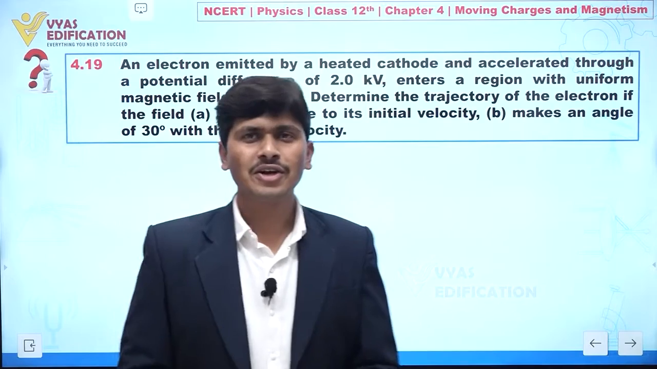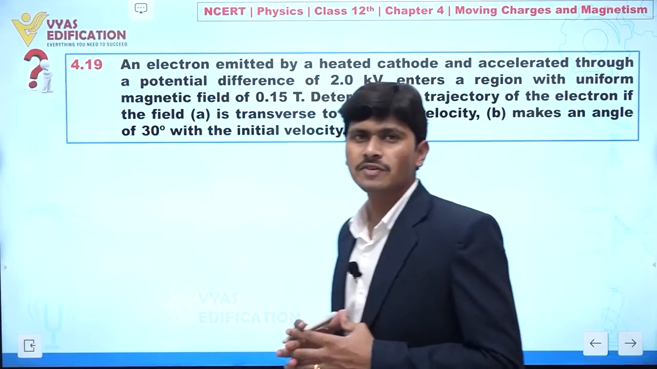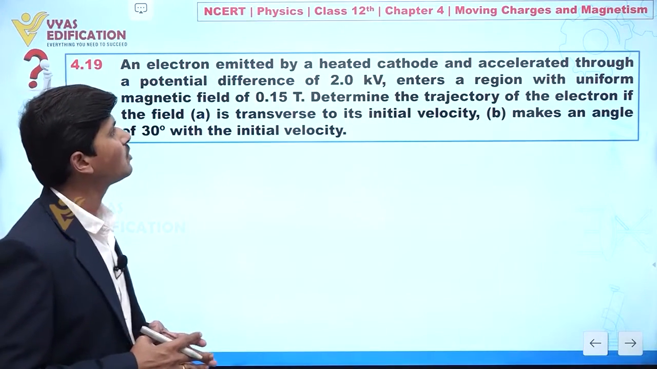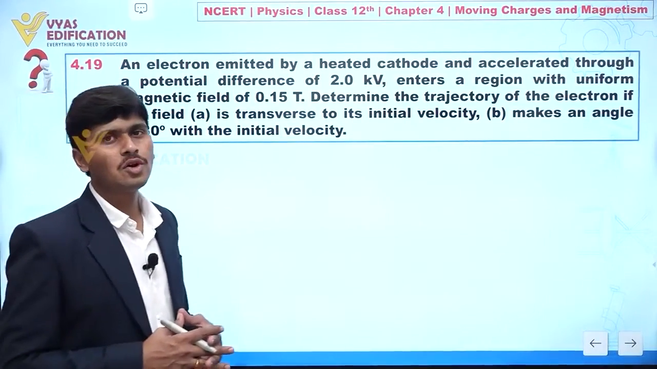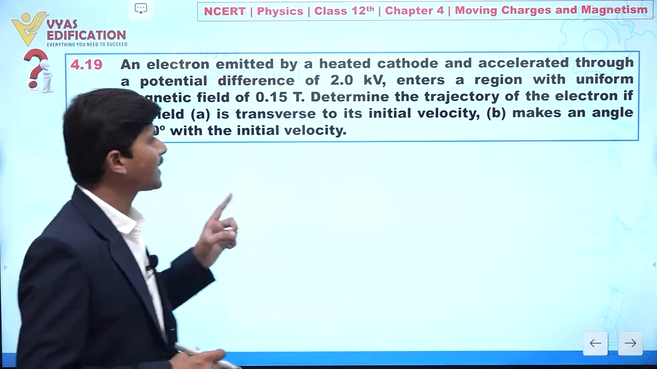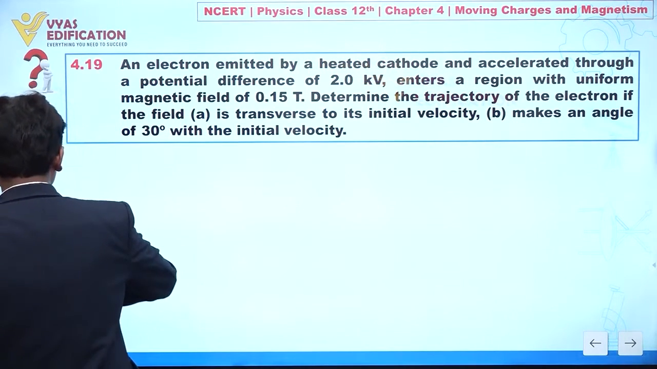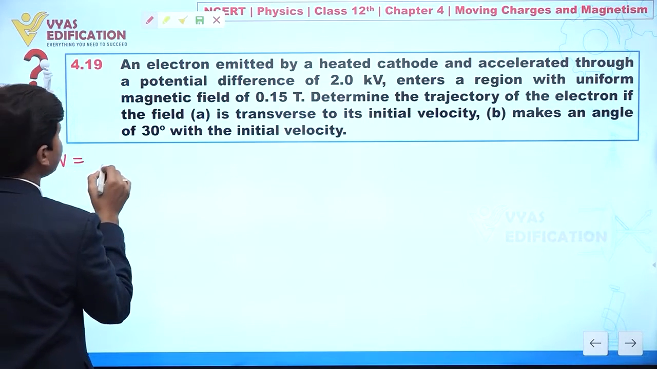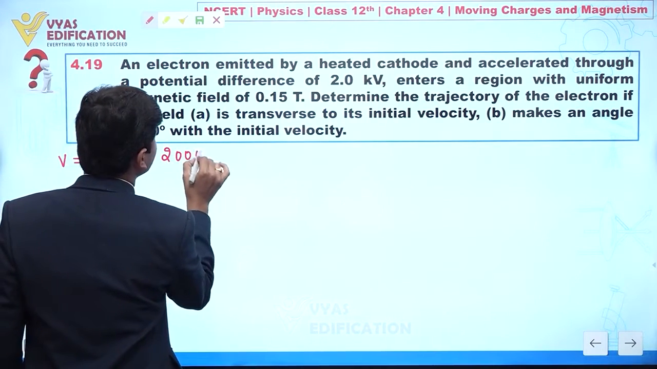Now dear students, we are going to solve question number 4.19. It is given that an electron emitted by a heated cathode and accelerated through a potential difference of 2 kilovolt enters a region with uniform magnetic field of 0.15 Tesla. Let's suppose the potential difference is V, given as 2 kilovolt, which is equal to 2000 volt.